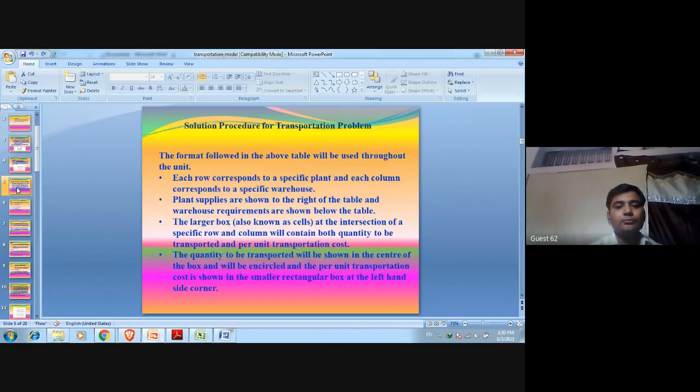Next, this is the procedure for solving the transportation problem. How many types are there to solve the transportation problem? There are many methods to solve the transportation problem, but here we will study only three methods: northwest corner rule, least cost method, and VAM method, that is Vogel's approximation method.